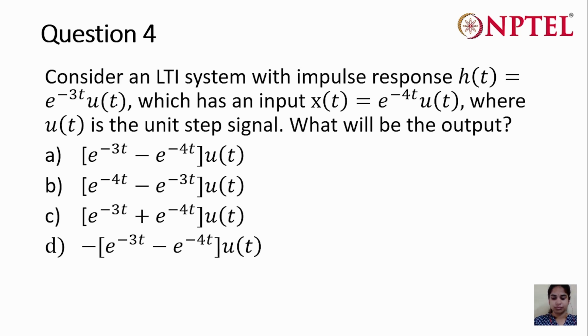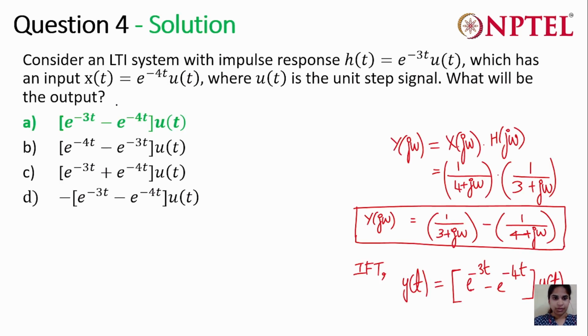D. Okay. It is A. I think you missed the minus sign maybe. Yes, ma'am. So for h of t, H of j omega is 1 by 3 plus j omega, and X of j omega is 1 by 4 plus j omega.